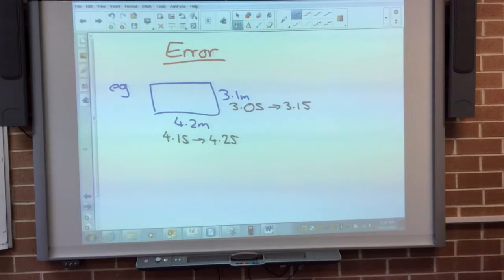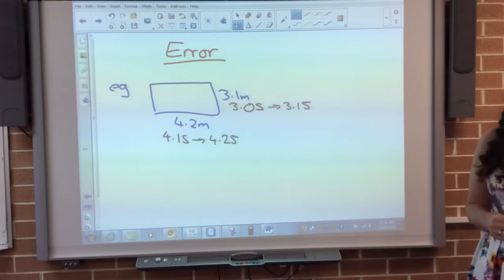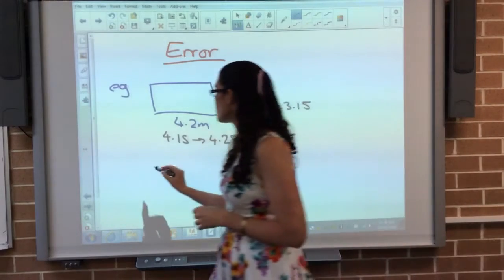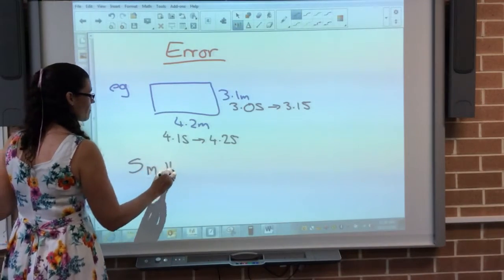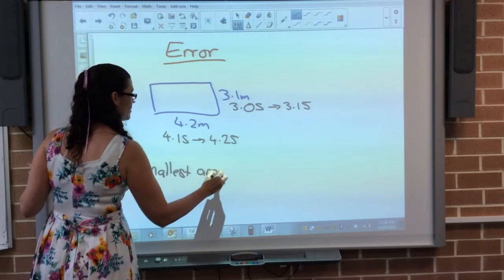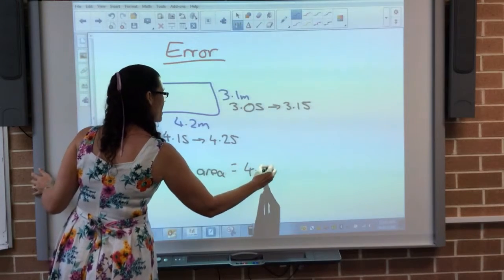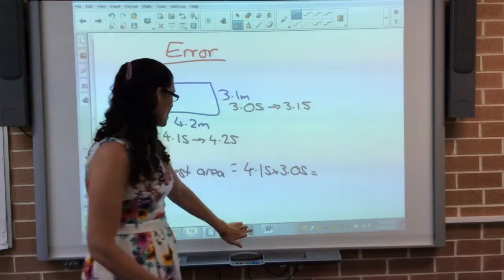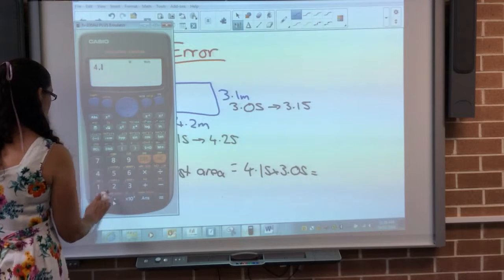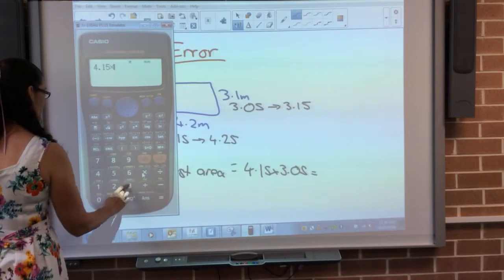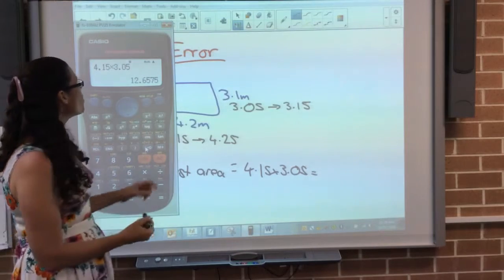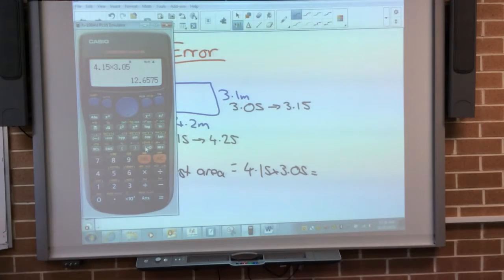Okay, what's the smallest this rectangle could be if I'm calculating the area? So what's the smallest area? It would equal 4.15 times 3.05. Who calculated that? 12.65, true. Let's give that to two decimal places. What would it be? 12.66?